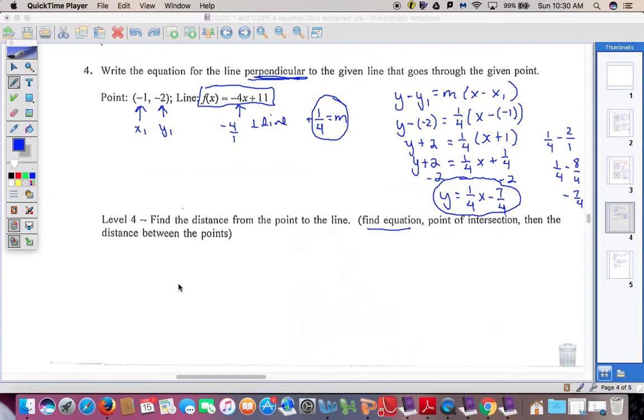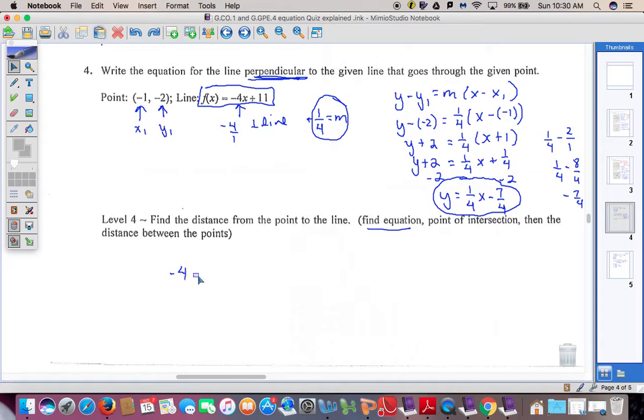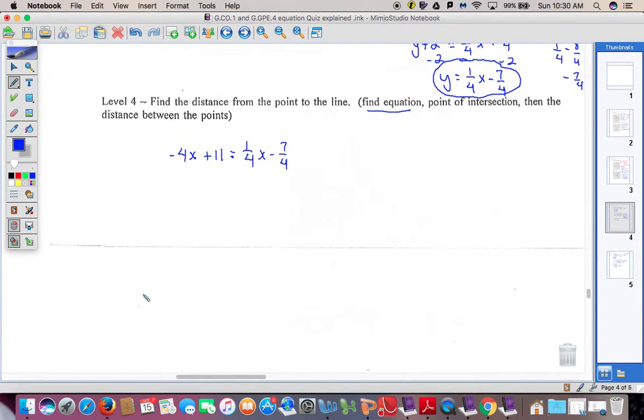So to find the point of intersection, we know that we can simply put our two equations equal to each other. So if you put them equal to each other, we have negative 4x plus 11 equals 1/4 x minus 7/4. Okay. Now I highly suggest that you clear your fractions. Most of you don't like dealing with fractions, so we can clear our fractions by multiplying both sides of our equation by the common denominator. Now my denominator happens to be a 4, so I'm going to multiply everything by 4. Now when I'm talking about everything, I mean both sides of my equation.